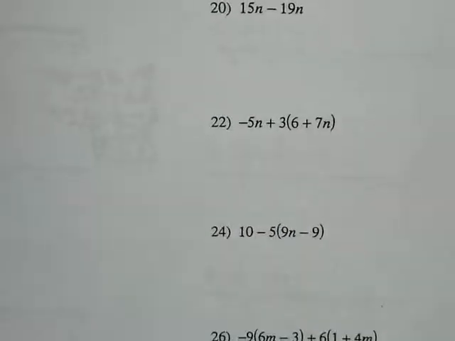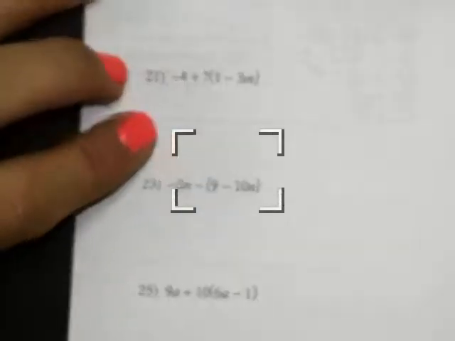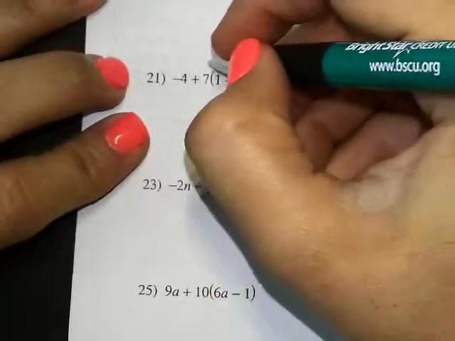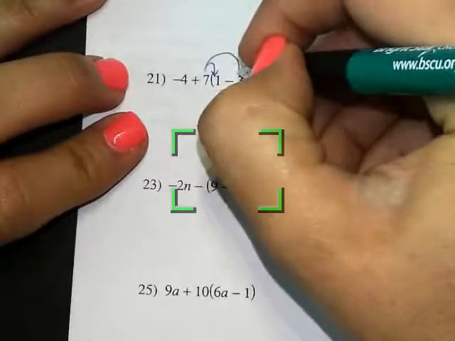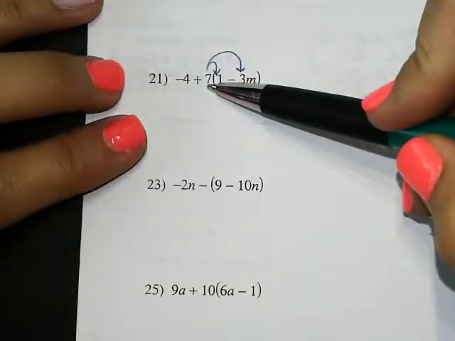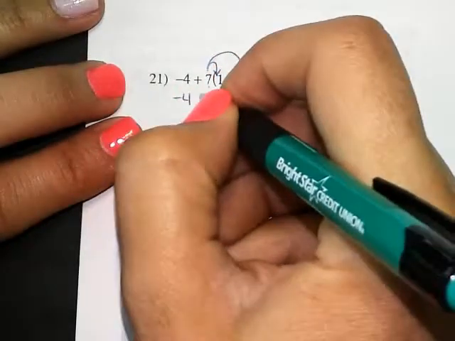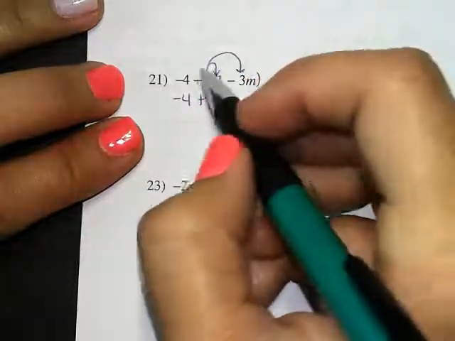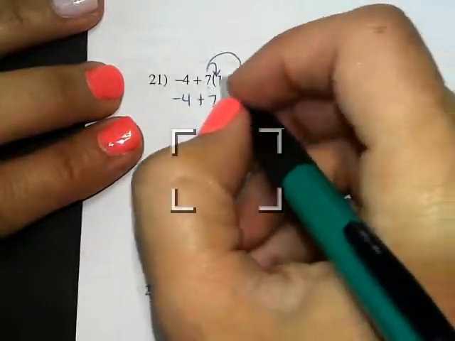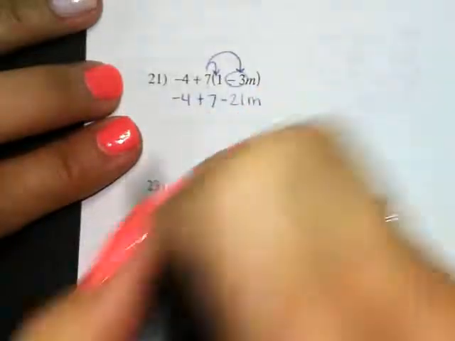Please look at question 21. Let me start with 21. Now, order of operations says we need to distribute and get rid of these parentheses. You distribute the outside number or sign to whatever's inside the parentheses, and then you rewrite the expression. You don't want to just do this all in your head. 7 times 1 is 7. 7 times -3 is -21m.